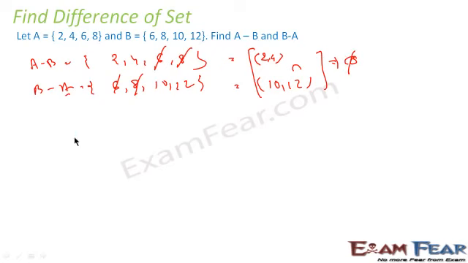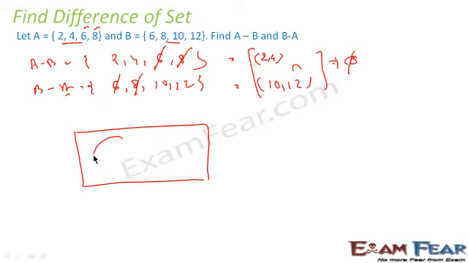Now let's do the same thing using a Venn diagram. We'll take this big rectangle box and create two sets. Before creating two sets, we have to find whether there is a common element between A and B. We see there is a common element between A and B, that is 6 and 8. That means we have to create intersecting circles, and we'll mention A and B.